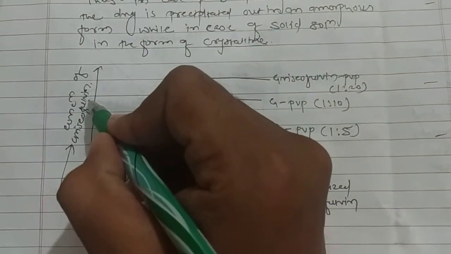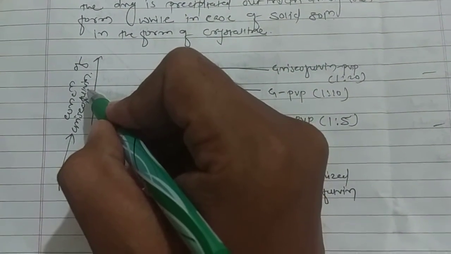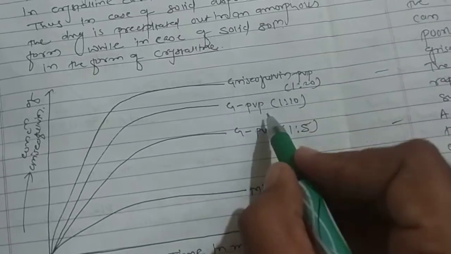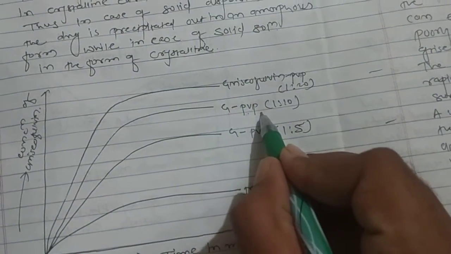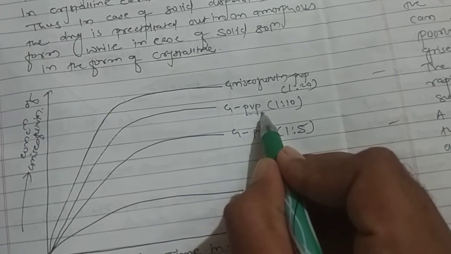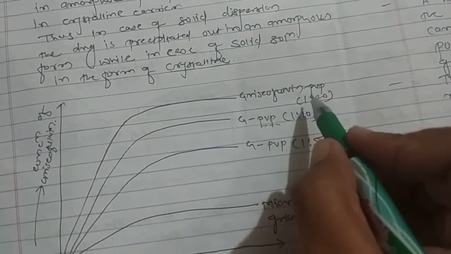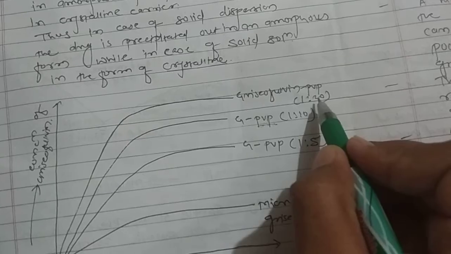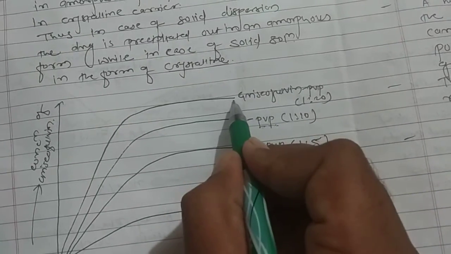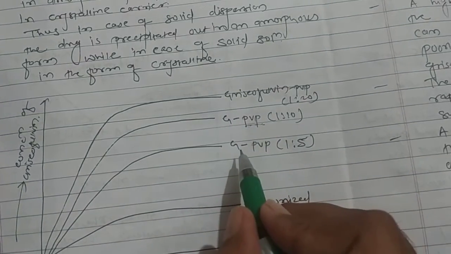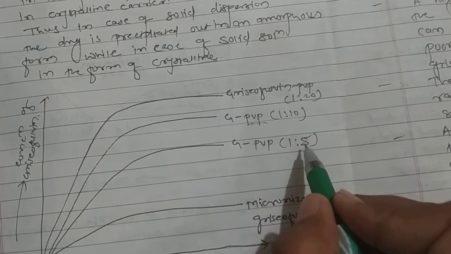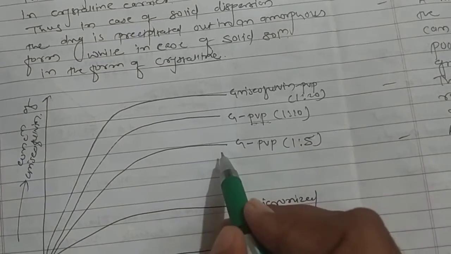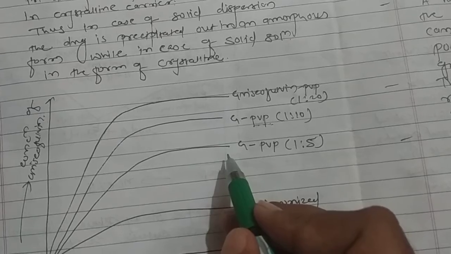as time passes, time in minutes, and the concentration of griseofulvin, they have given an example of solid dispersion, that is griseofulvin with a polymer, polyvinyl pyrrolidone, that is PVP. As we can see, in the decreasing order of ratio of griseofulvin to PVP, 1:20 shows the enhanced dissolution rate. Next, 1:10 decreases, again griseofulvin and PVP 1:5. So this graph shows decrease in the dissolution rate.